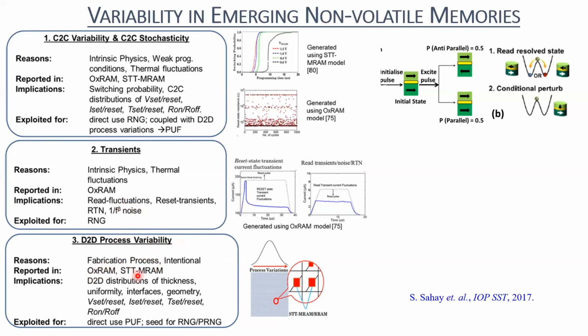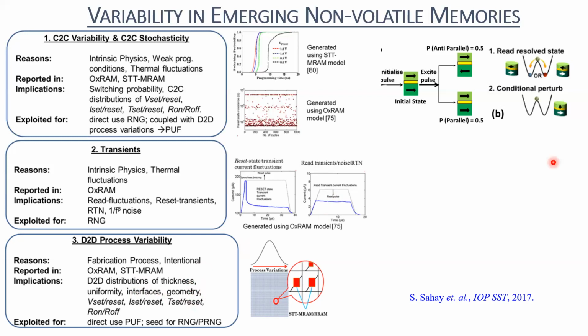And it has been reported in OxRAM, STT-MRAM, all those memory devices that we have studied so far in this course. So what are the different sources of variability? There can be device to device variation in the thickness, uniformity, interfaces, and geometry, and all this leads to a change in V_SET, V_RESET, T_SET, and R_ON/R_OFF for all these devices along the chip. Thickness is because of the deposition process, uniformity because of lithography, interfaces because of the PR. I mean, the photoresists also do not etch very perfectly. So because of that, the interfaces are generally rough, and that is why you need to go for the CMP process.